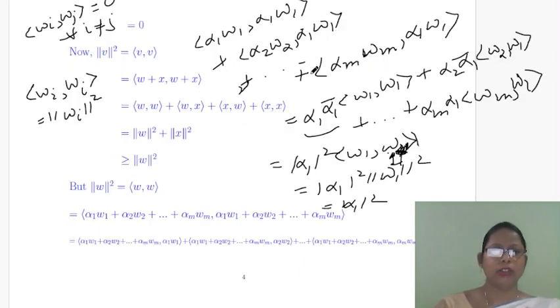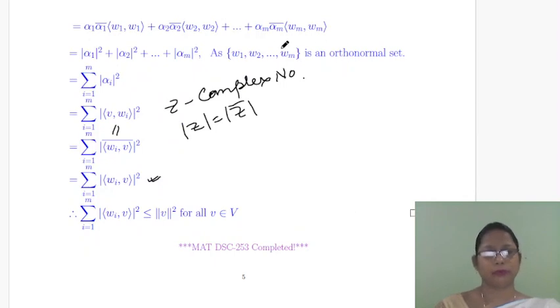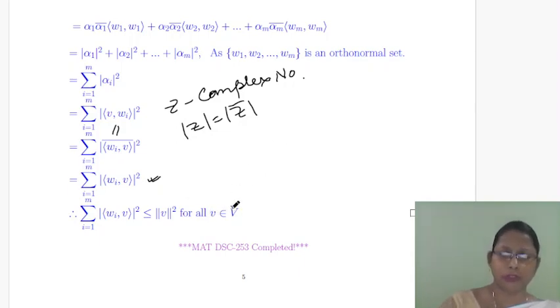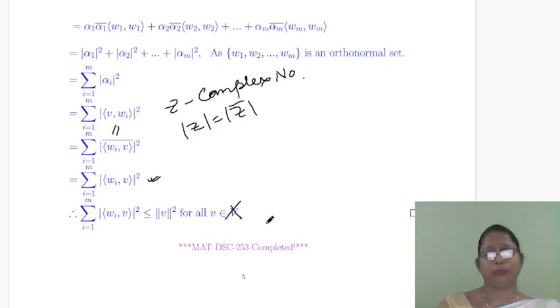From here, norm of b square is greater than or equal to norm of w square. So norm of w square will be less than or equal to norm of b square for all b belonging to x. Hence the proof. With this, your linear algebra paper is completed.